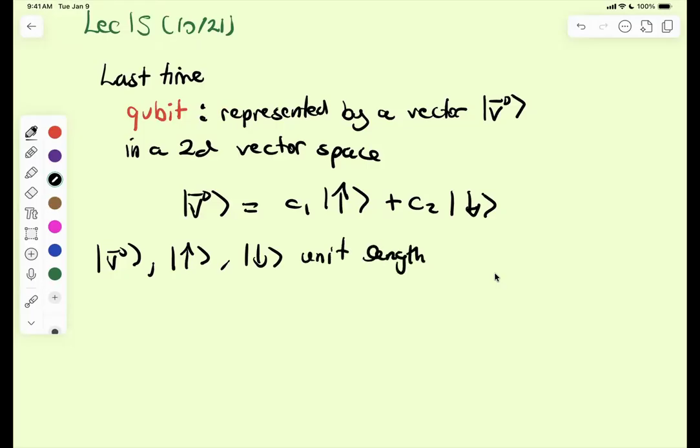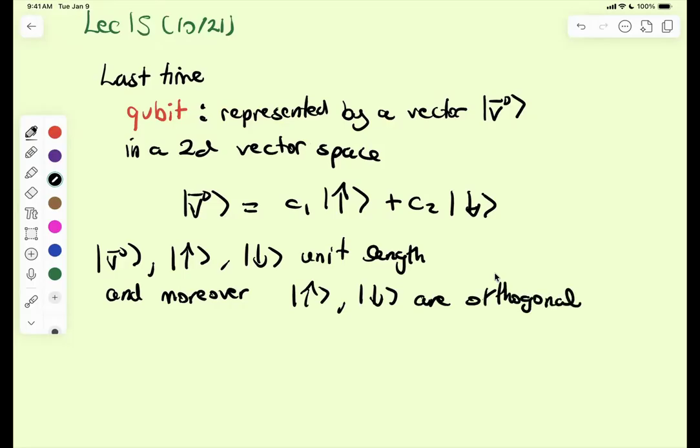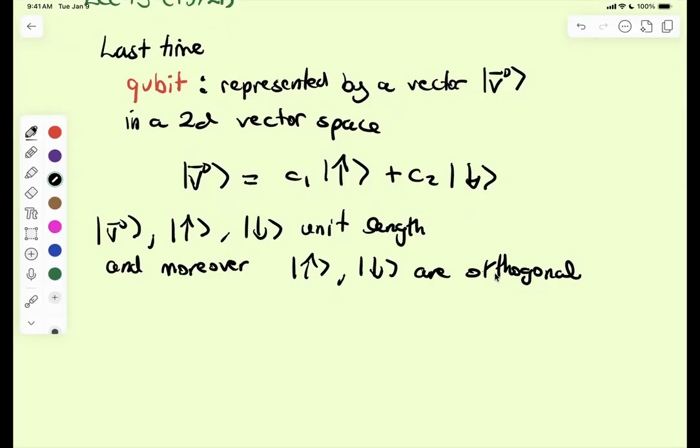And moreover, you can take the up and down states to be orthogonal. Orthogonal just means that their dot product would be zero, right? But in this fancy bracket notation, you can write that in this way. So this is the orthogonality condition.